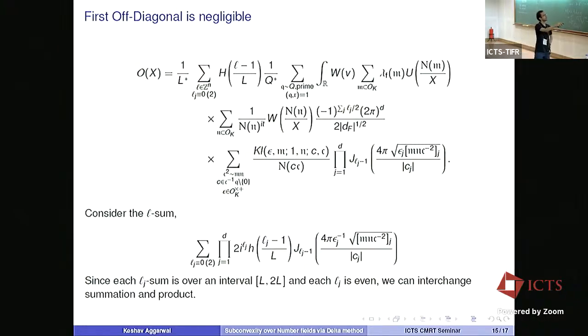So that's why I said there's a typo. There should be a 1. This Kloosterman sum over here does not depend on the units. Over here, you will just have this.